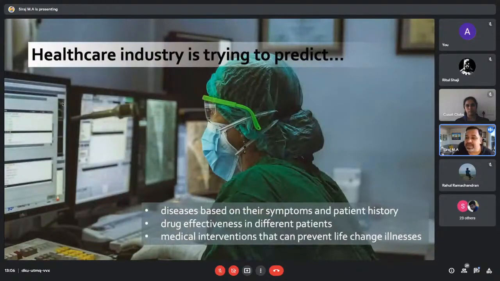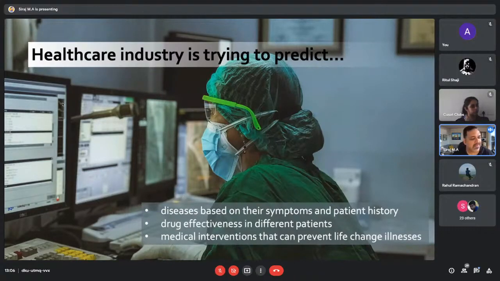From a healthcare perspective, they're trying to work out predictions around diseases. For example, if someone is showing a few symptoms, based on what they have done before, what are the future illnesses they could be at risk of, and how can you make sure they don't hit that?